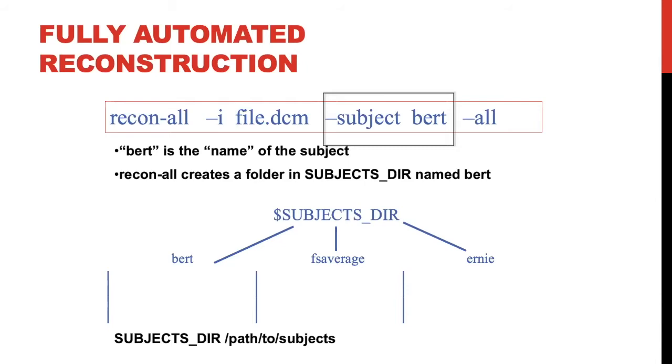And so this is important because you'll have your main subjects directory of your analysis. So if you're studying Alzheimer's patients and normal controls, once you specify the subject name, and you specify where your subject directory is, FreeSurfer will then create a subject directory within where you specified it.